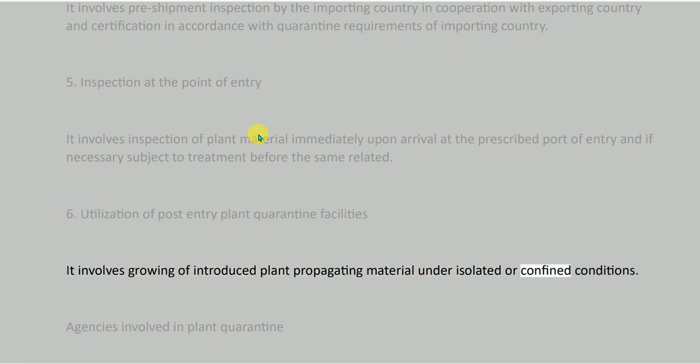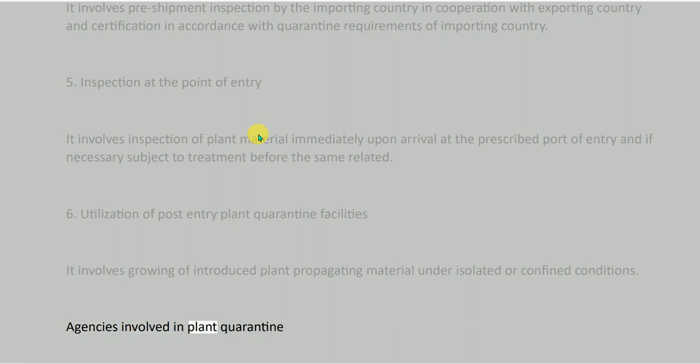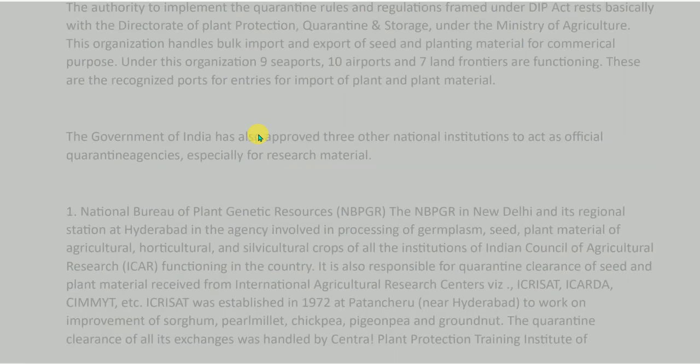Agencies involved in plant quarantine. The authority to implement the quarantine rules and regulations framed under the DIP Act rests basically with the Directorate of Plant Protection, Quarantine and Storage, under the Ministry of Agriculture. This organization handles bulk import and export of seed and planting material for commercial purposes. Under this organization 9 seaports, 10 airports and 7 land frontiers are functioning. These are the recognized ports of entry for import of plant and plant material.